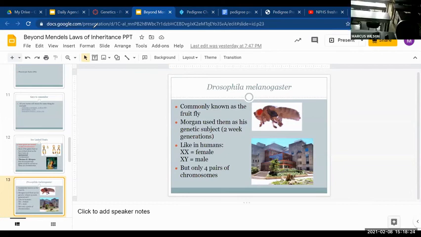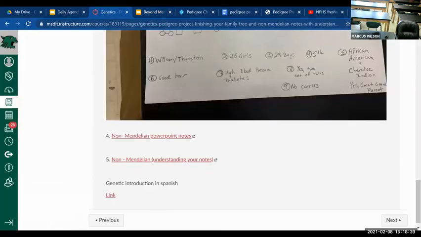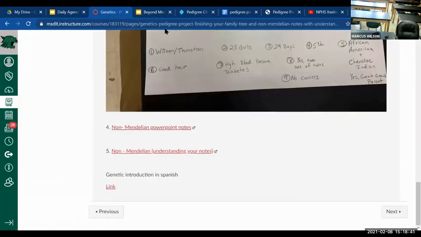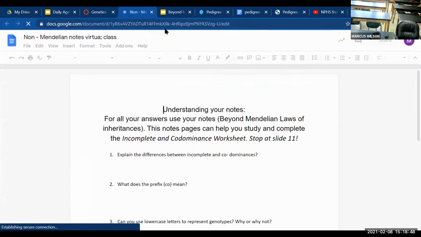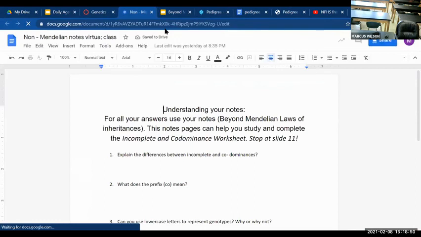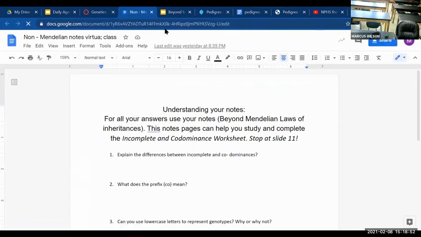So just to finish out today, for you guys who are at home and for you guys that are here, I'm finished for today. I just want to show you one more thing before you leave. Your Wednesday assignment is going to be completing the notes. If you go back to your Canvas page and go to number 5, it says non-Mendelian understanding your notes. It's like we did last time with those 5 easy questions about using your notes. All you have to do is use your notes to answer these questions, and I made them just for that reason.